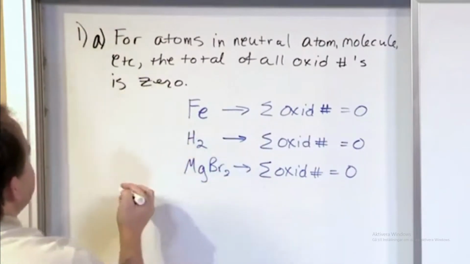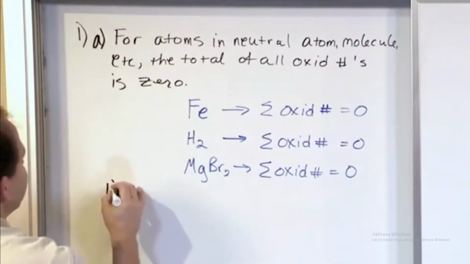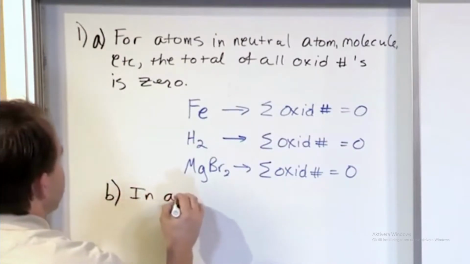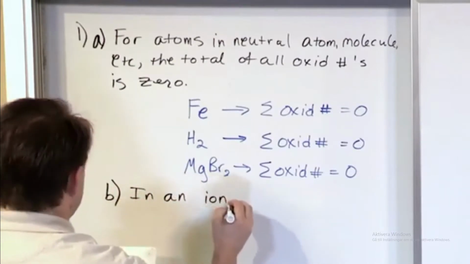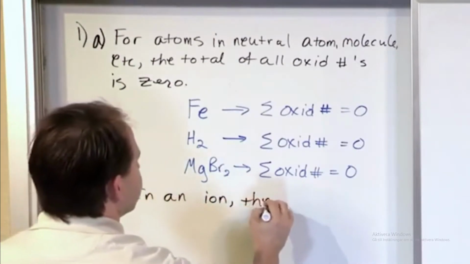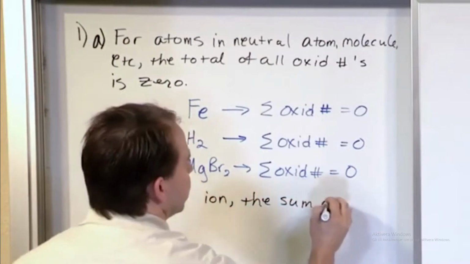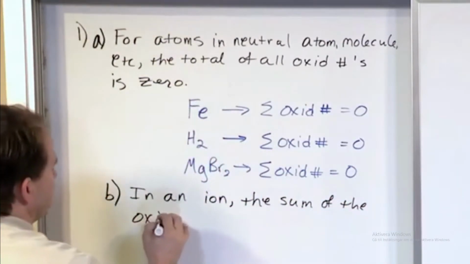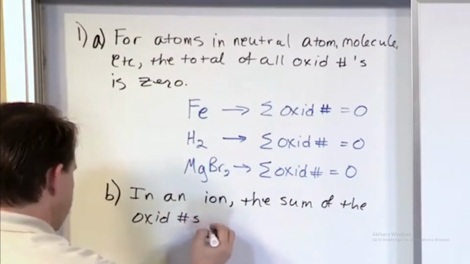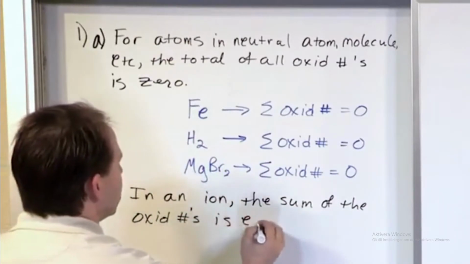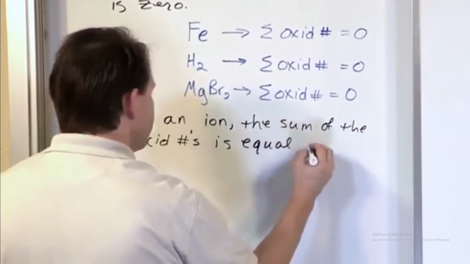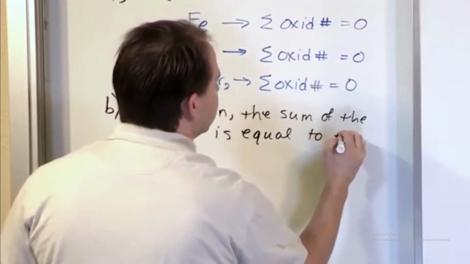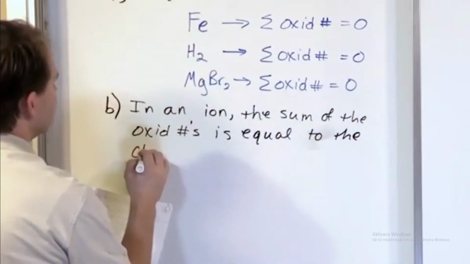Now, 1B is very similar. That's why they wrap it up in the same rule. In an ion, the sum of the oxidation numbers is equal to the charge on the ion.